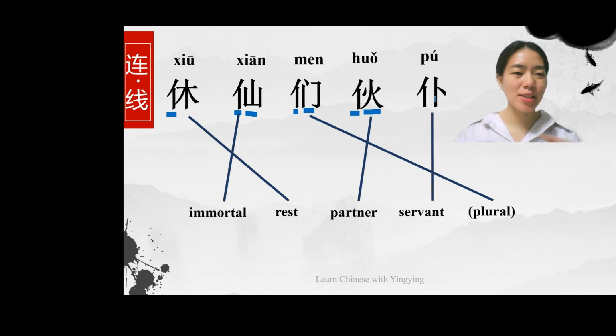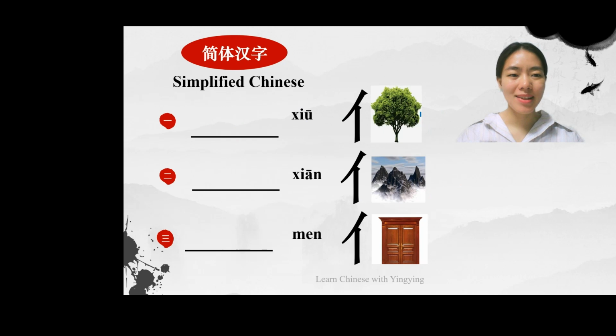So next word is 仆. 仆, it means servant. A servant serves his master. So 仆 means servant. Well, if you are ready to challenge yourself even more, write the simplified Chinese according to the pronunciation and the picture.